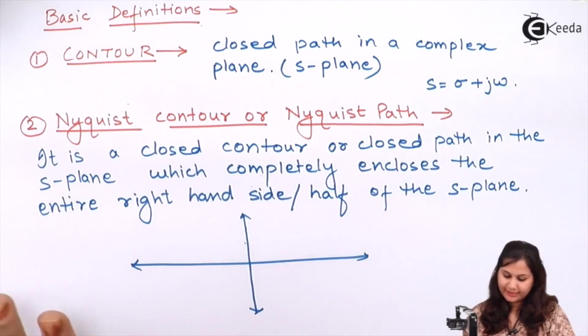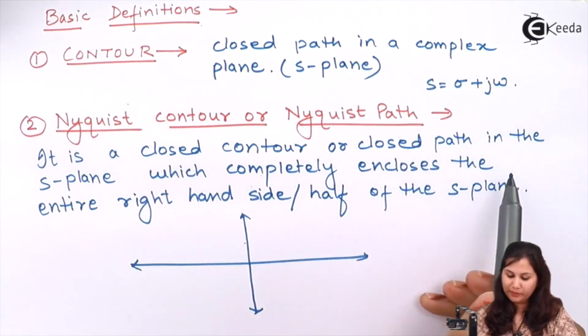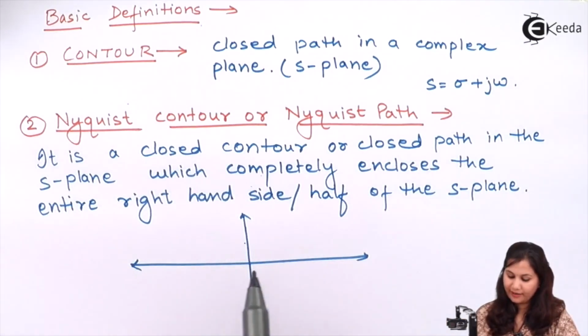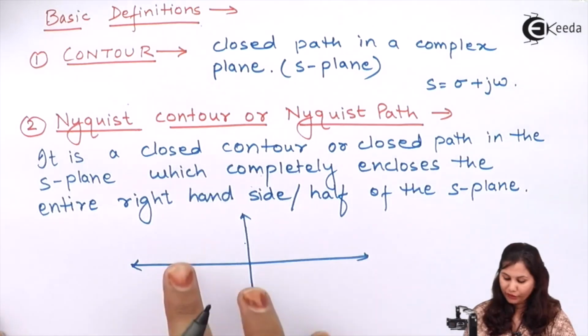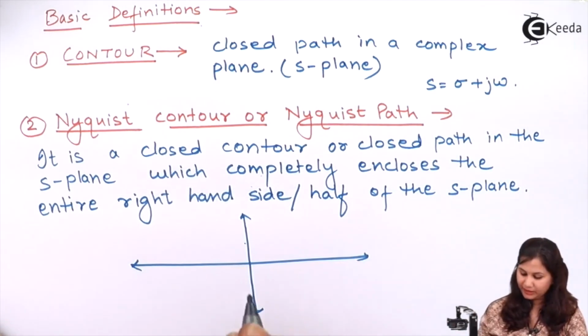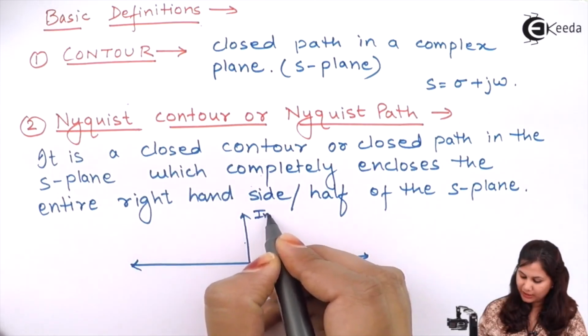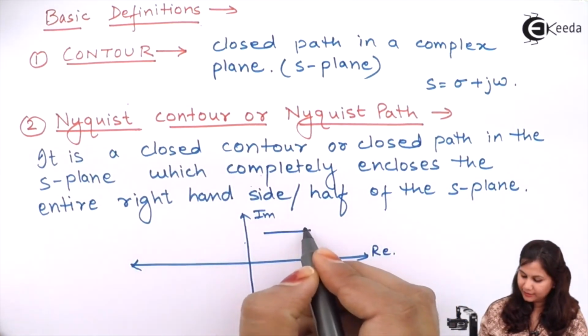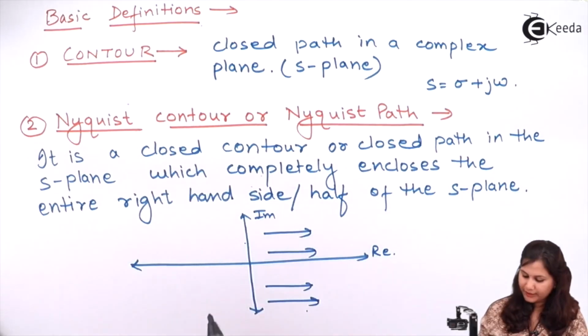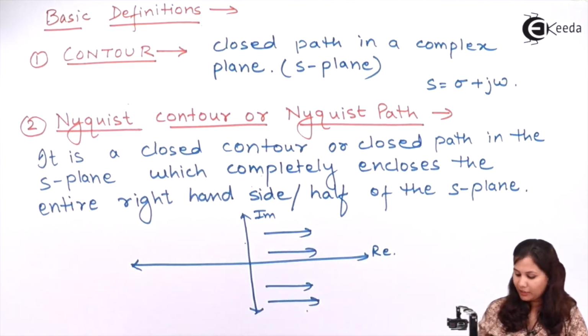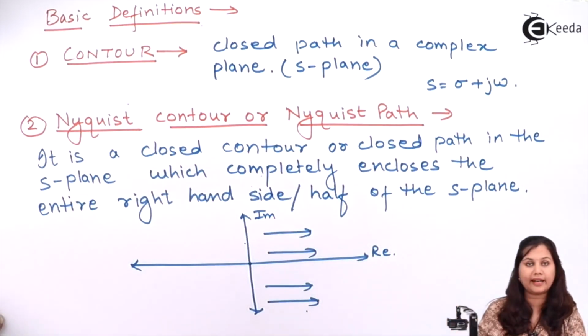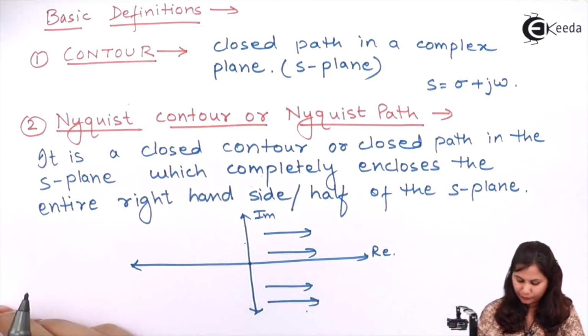So this is the Nyquist contour, or the Nyquist path. It is a closed contour, or closed path, which is enclosing the entire right hand side of the S plane. For enclosing this right hand side, this is the S plane, with the imaginary axis and real axis, and this is the right hand side. For this, we will draw a semicircle whose diameter is very large and whose center is at origin, and it is enclosing the entire right hand side of the S plane.